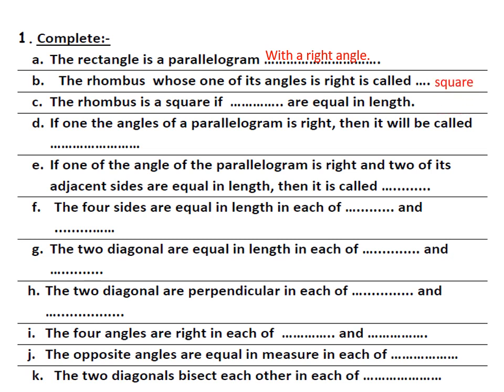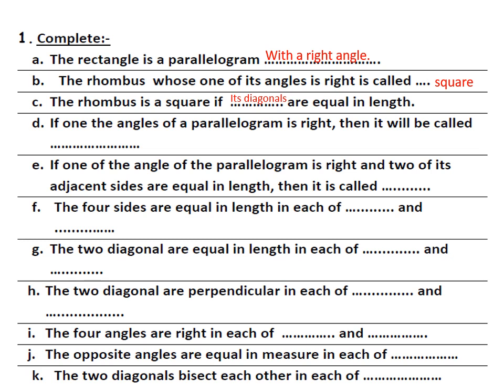Letter C, the rhombus is a square if its diagonals are equal in length. The rhombus will be a square if its diagonals are equal in length. We all know that rhombus and square have all sides equal in length.